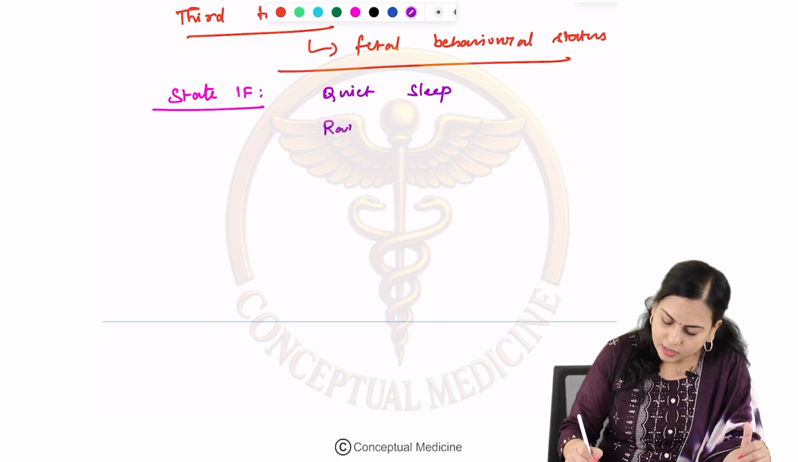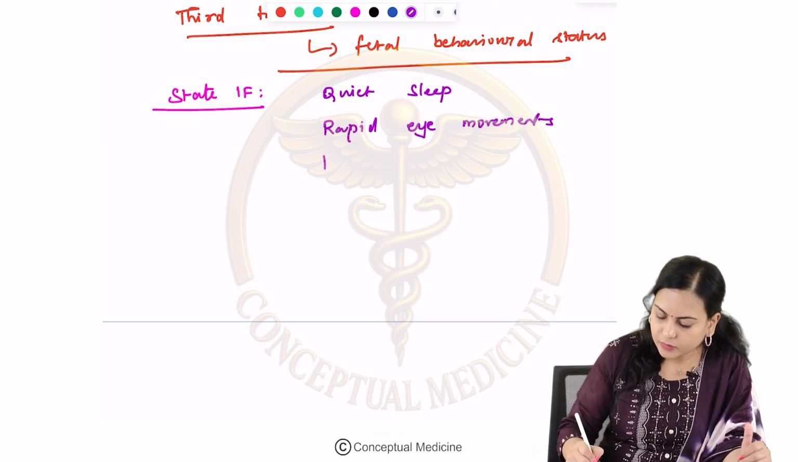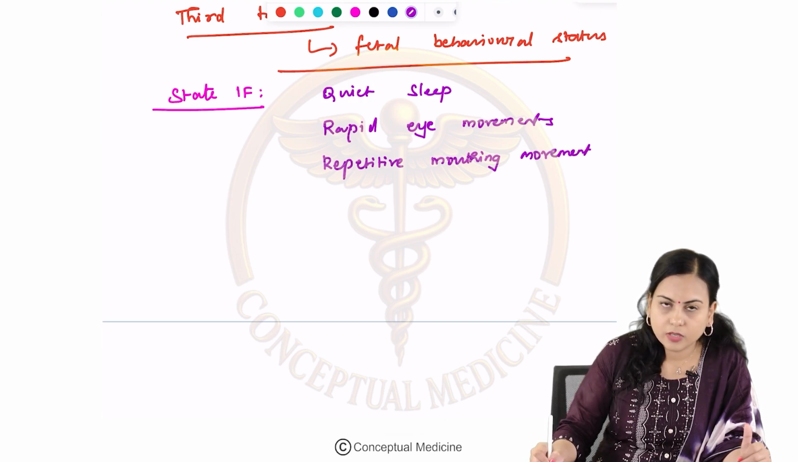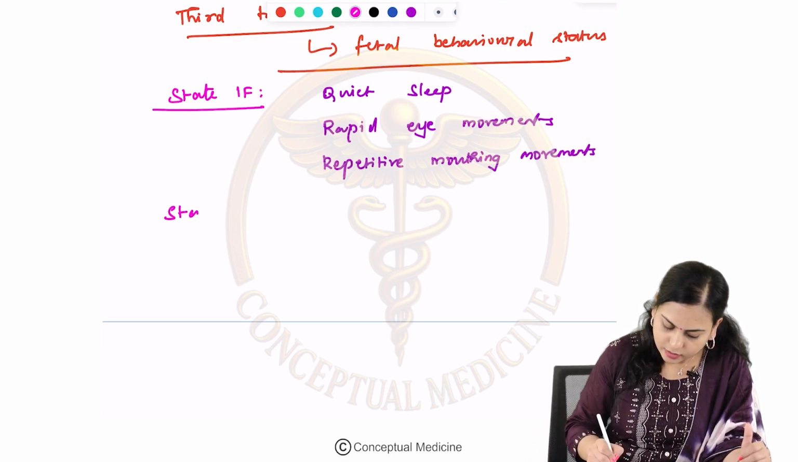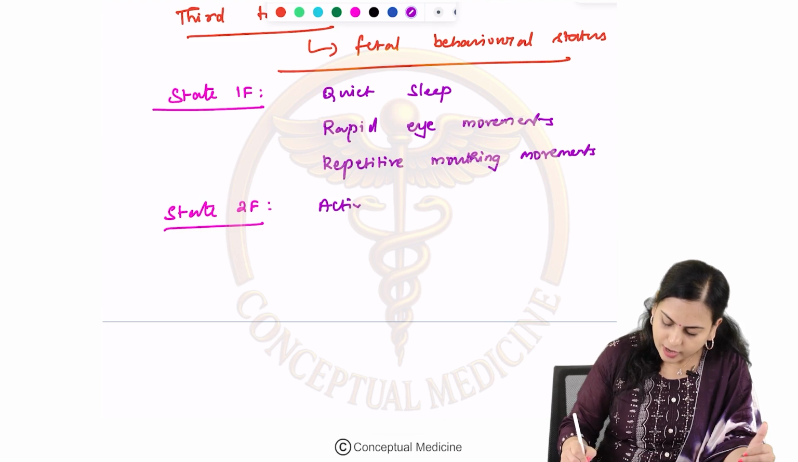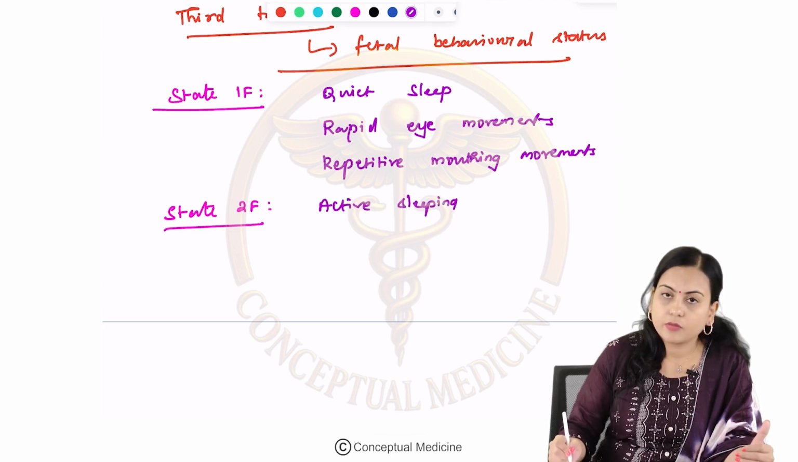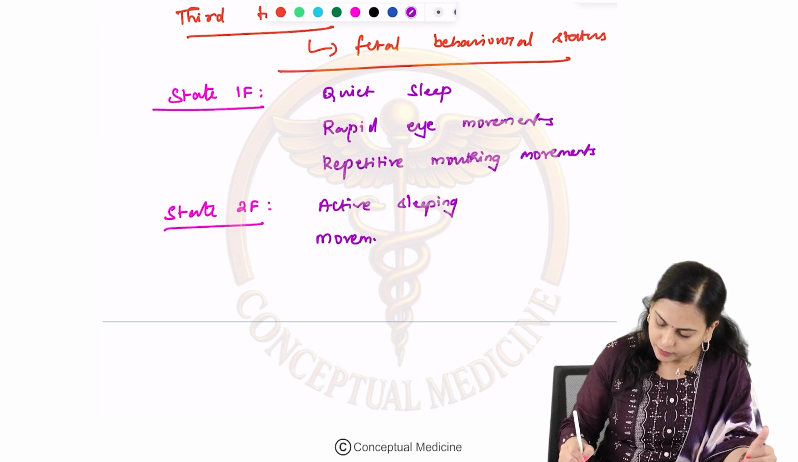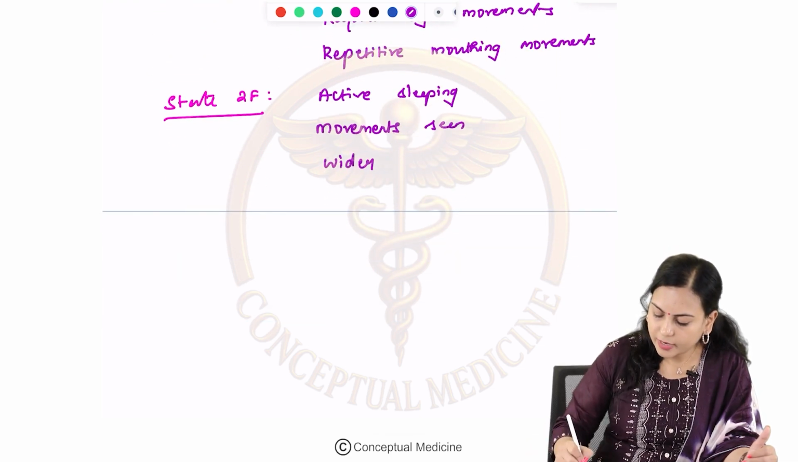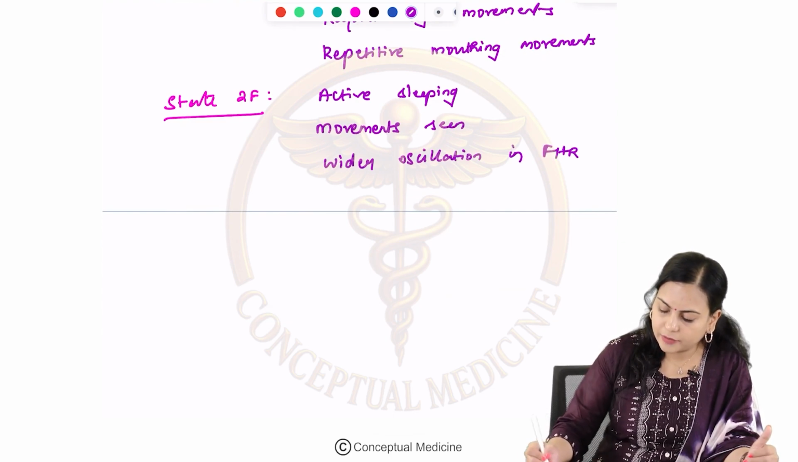However, you will see rapid eye movements and repetitive mouthing movements as well. Okay, and the next one is state 2F. This is a state of active sleeping. However, movements are seen. Okay, then you will also be able to see a wider oscillation in the fetal heart rate.